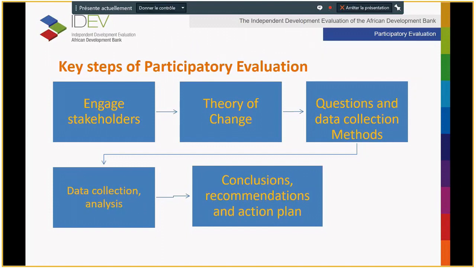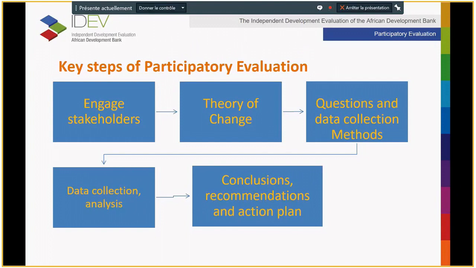Normally, we would engage them in the design of the evaluation. This means that, whether designing the logical framework or the theory of change, stakeholders will be part of these decisions of what are considered the inputs, the outputs, the outcomes, and what we are looking for as impact. This will also affect the questions and the data collection methods that we decide to apply.